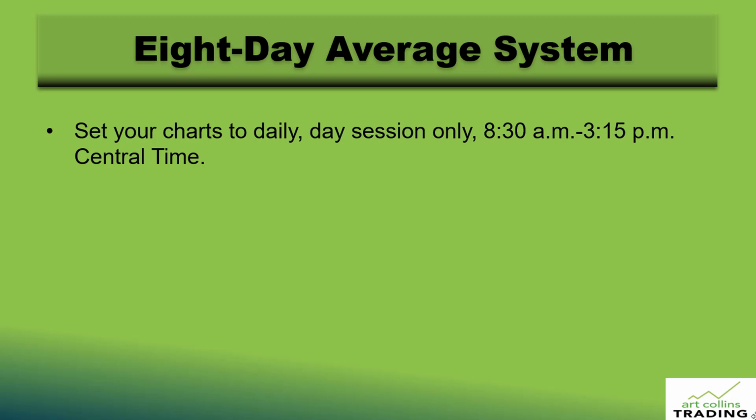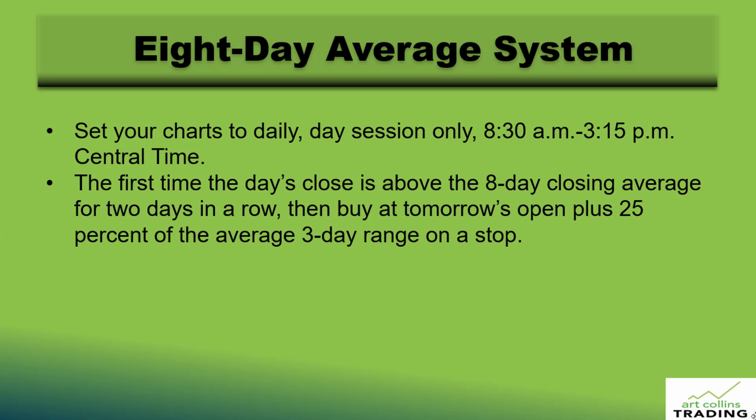Set your charts to daily, day session only, 8:30 a.m. to 3:15 p.m. Central Time. The first time that the day's close is above the 8-day closing average for 2 days in a row, then buy it at tomorrow's open plus 25% of the average 3-day range on a stop. Okay, it's got to be the first time it happens. It can't be like day 3 that you're above the average. It's got to be after day 2.